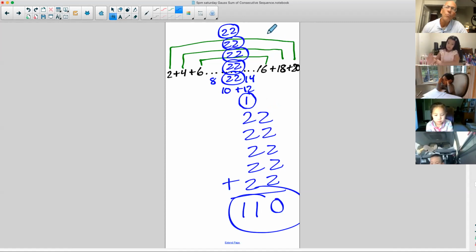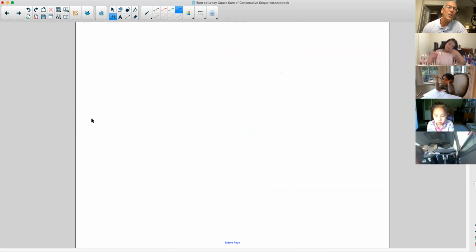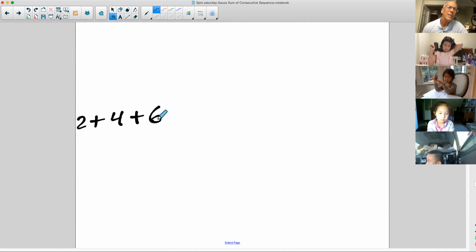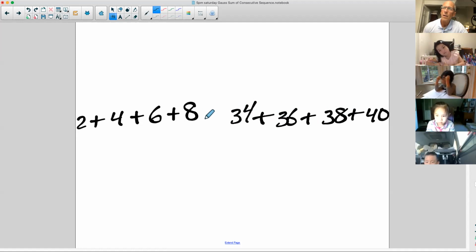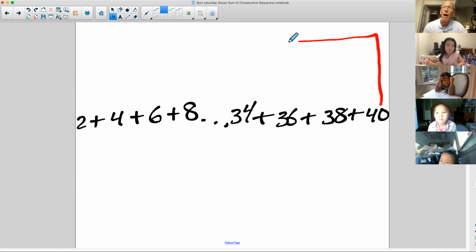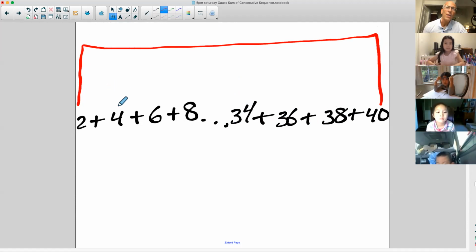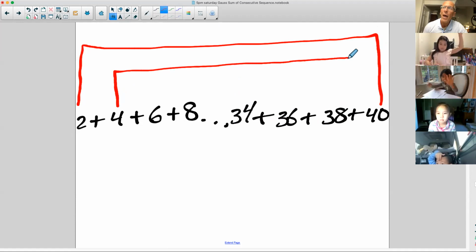Now, are you ready? We're going to do the biggest challenge yet. And the biggest challenge yet is to add the numbers 2 plus 4 plus 6 plus 8 all the way to 40. So the first thing for you to do is figure out what is the magic number. And once you figure out what is the magic Gauss number, then all you have to do is find out how many pairs of numbers there are.